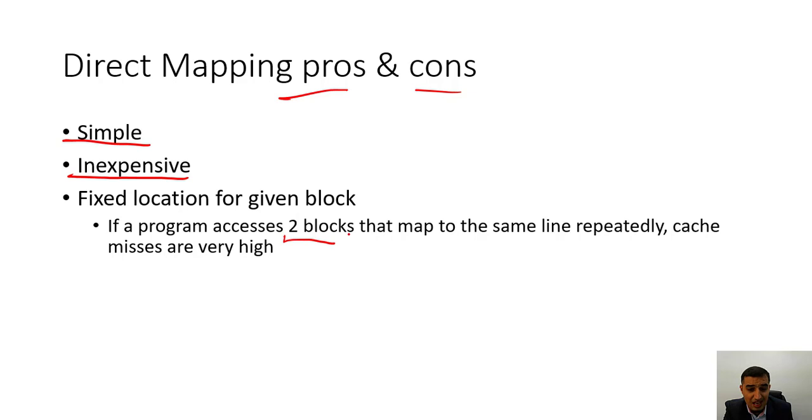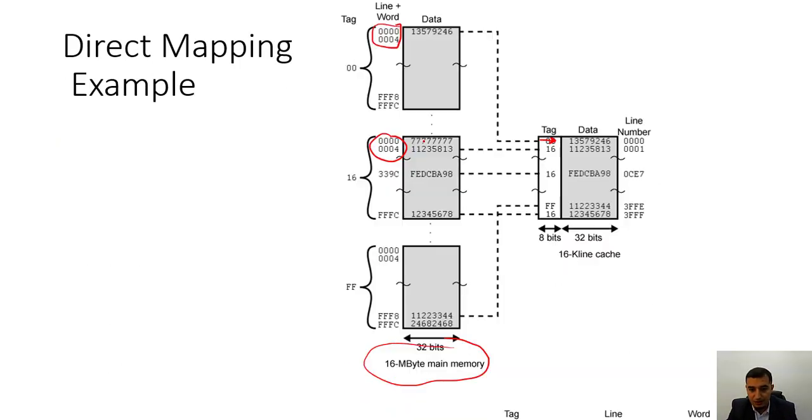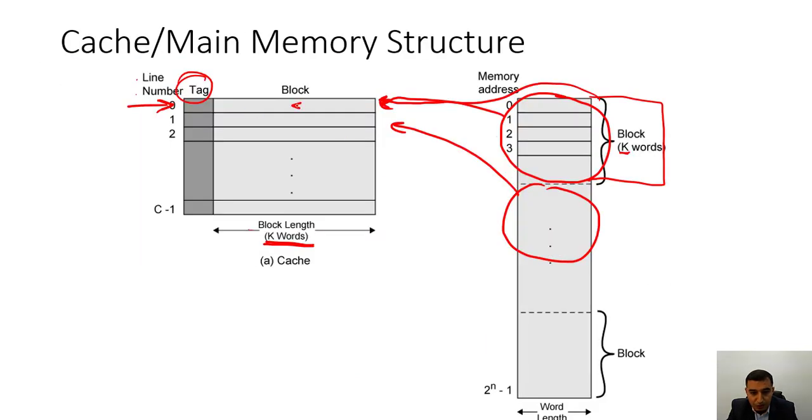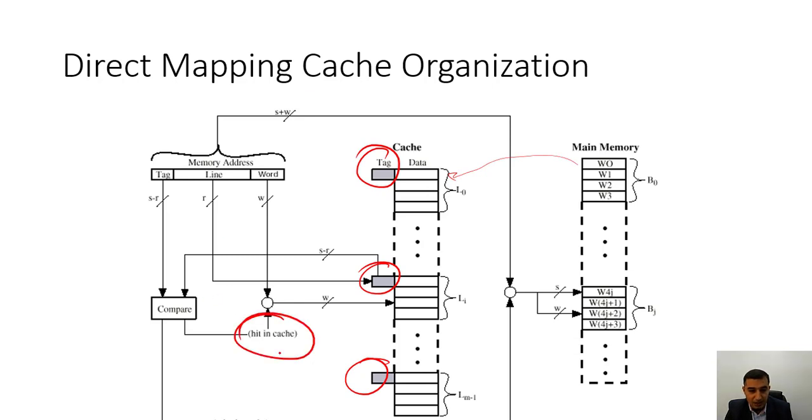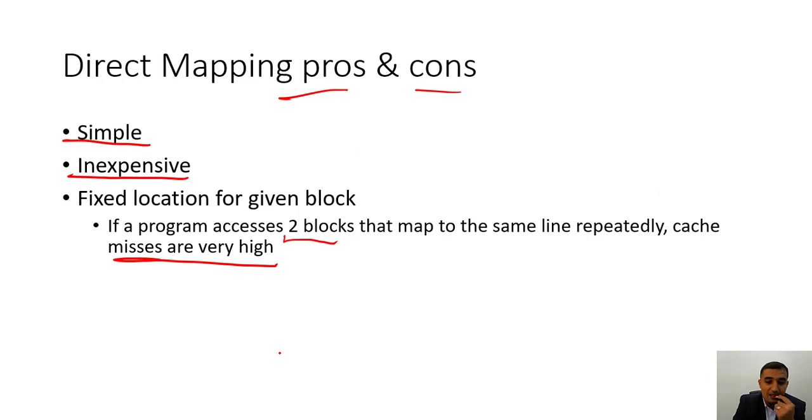If a program accesses 2 blocks that are mapped to the same line, the cache misses are very high. Meaning if we try to access 2 blocks that are supposed to be mapped to this line, then every time we want to access, we need to get the information from the main memory. This will make the misses very high. Misses are the errors. You have something called cache hit and cache miss. Cache hit means that you are getting the information, your result, every time. Cache miss means that you are missing the information. You know hit and miss: hit means you got the target, miss means you missed the target.